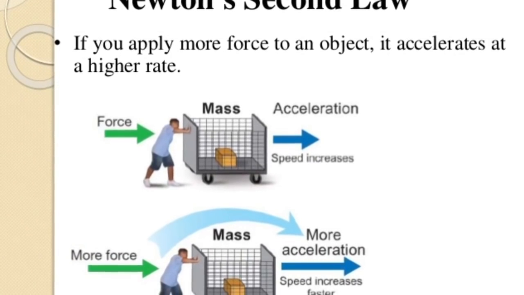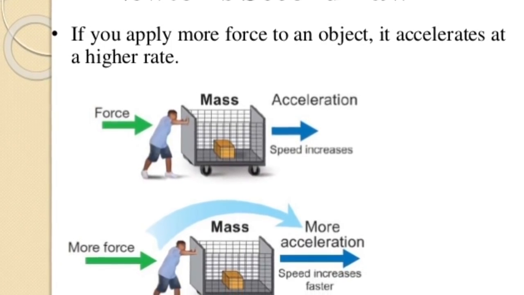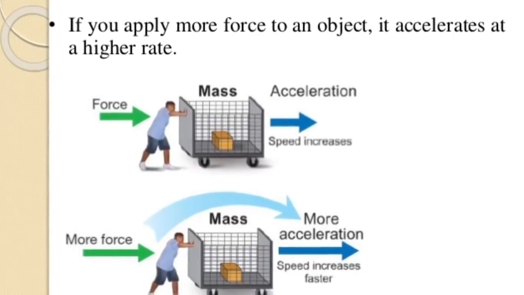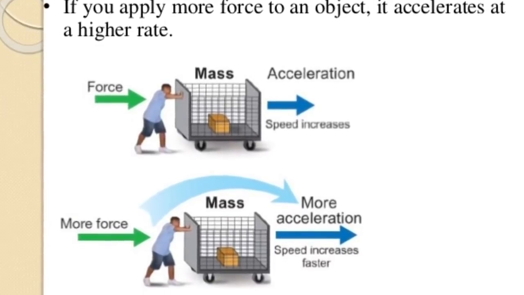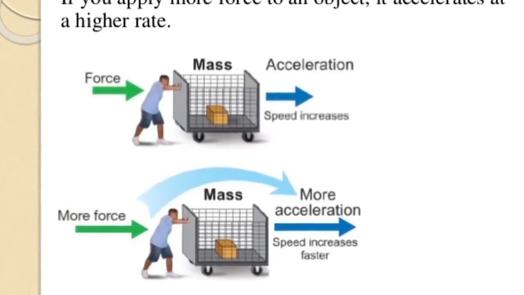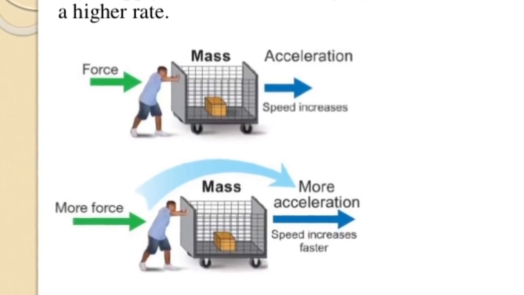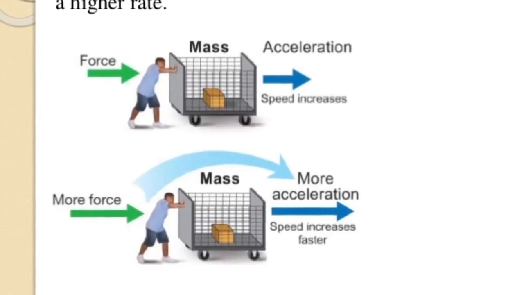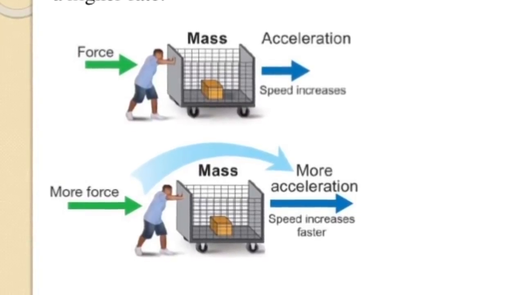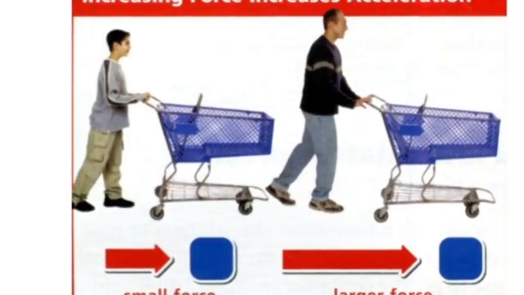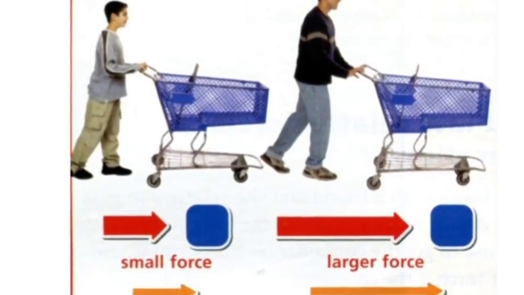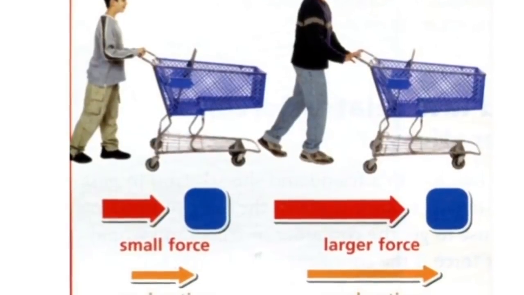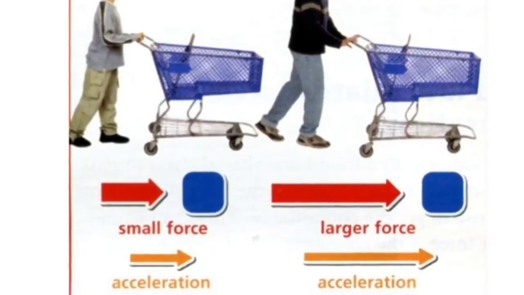Let's look at a few examples. In this picture, we're comparing the amount of force that this young man is applying to the same cart. In the first picture, he's applying just a little bit of force, and the acceleration is small. In the second picture, he's applying more force to the same mass, so the acceleration is greater. A similar example in this picture, the young man is applying a small amount of force. The older man is applying a larger force, so the larger force receives more acceleration in the cart.